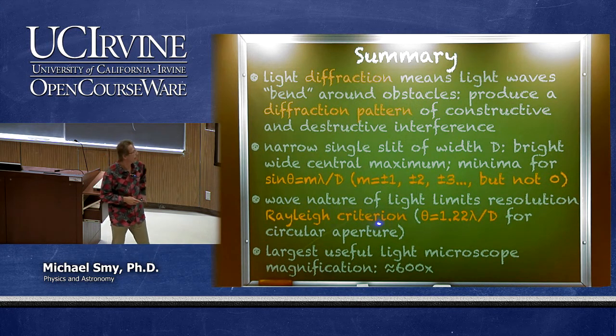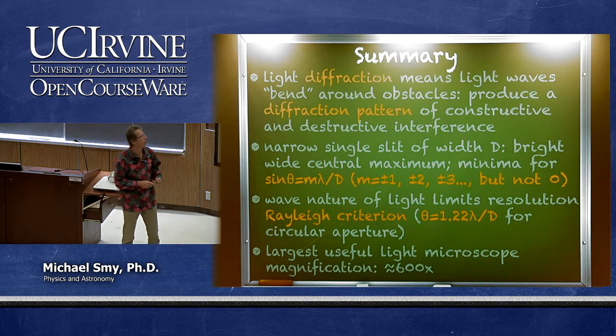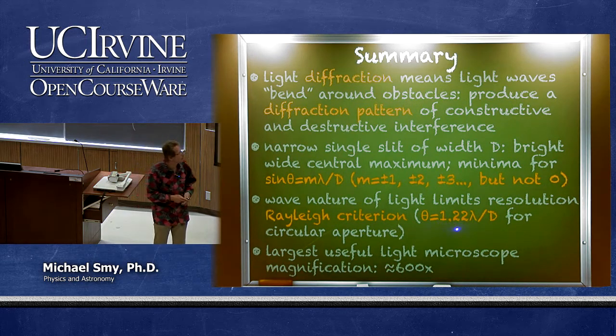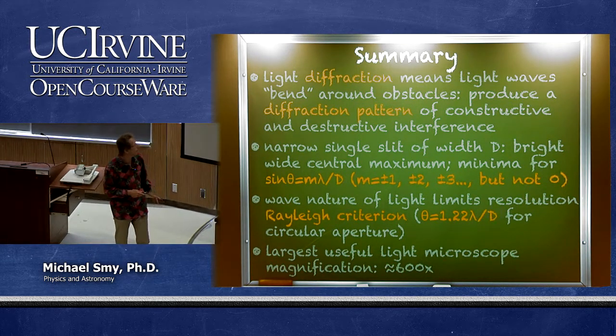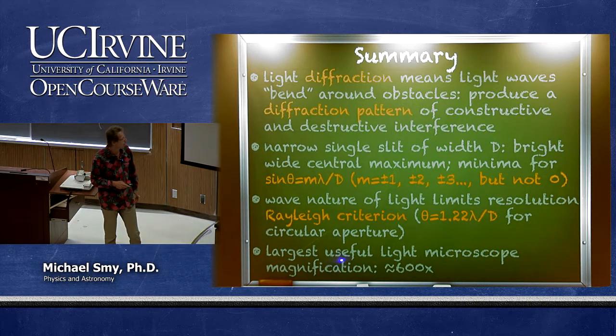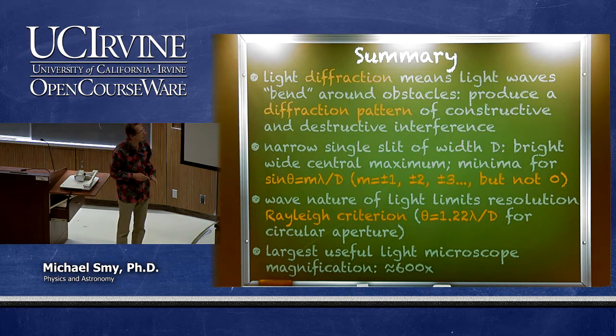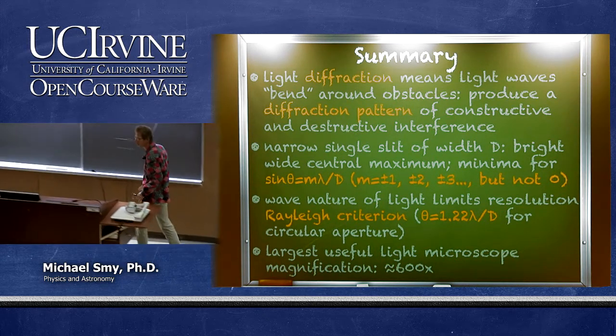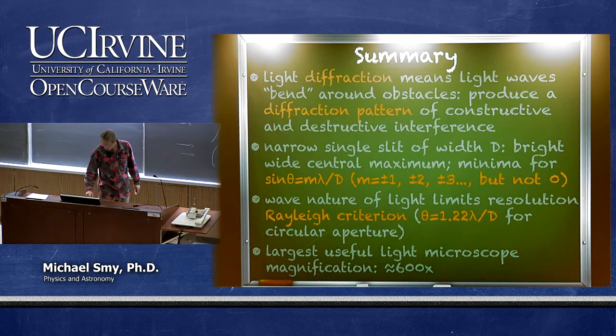The wave nature of light actually limits the resolution of optical instruments, and the Rayleigh criterion that is derived from the circular aperture has a slightly different condition for the first minimum than this one. It's 1.22 lambda over d, where d is the diameter of the circular aperture. Therefore, the largest useful light microscope magnification based on this Rayleigh criterion is 600 times. If you magnify more than that, then all you will see is the interference pattern from the diffraction.